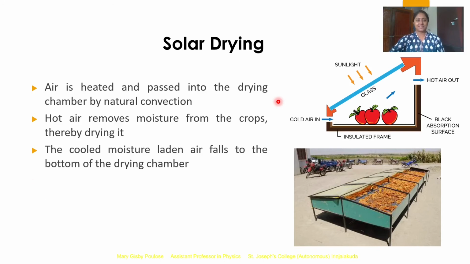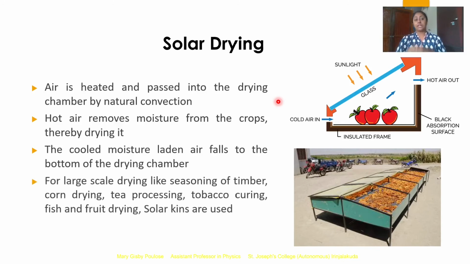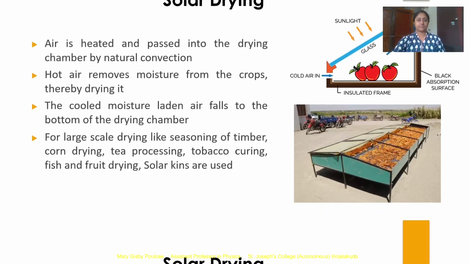Now for large-scale drying, for example, seasoning of timber or corn drying or tea processing or tobacco curing or fish and fruit drying, we have larger units called solar kilns. They are used for drying purposes.